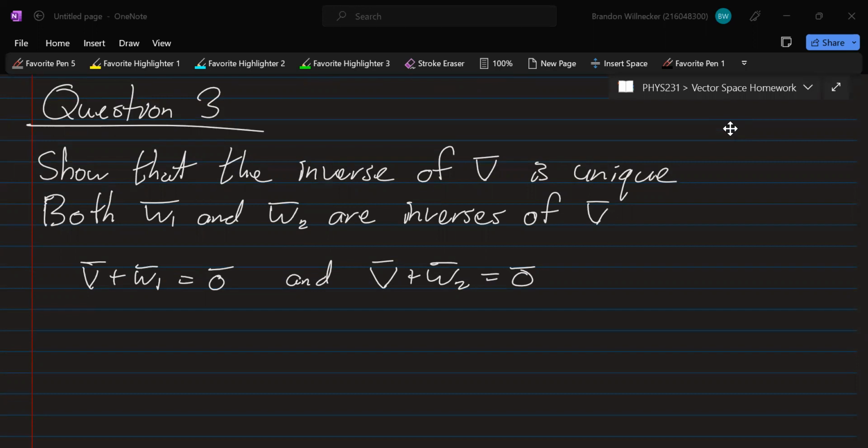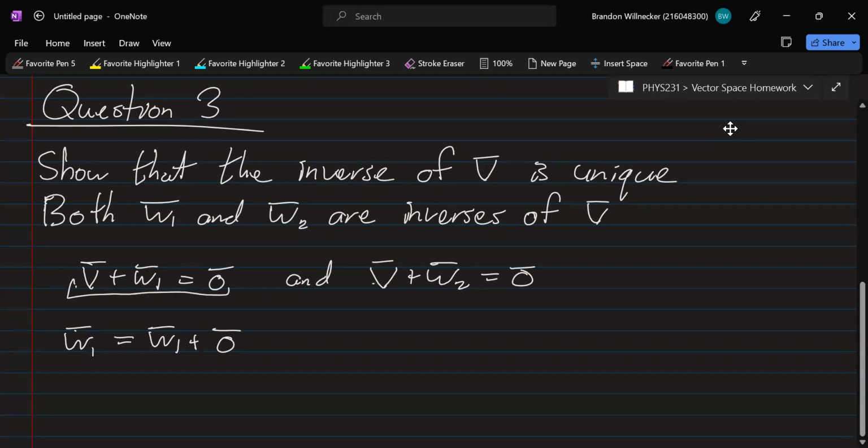Okay, so now we write down something that might seem a bit odd at first, but we'll see where it goes. We're going to write W1 as W1 plus the zero vector. We've already shown that the zero vector is unique, so this is perfectly fine, and we know that adding the zero vector doesn't do anything. Now, the interesting part is that the zero vector can be written in two ways. We can write it this first way, or we can write it the second way. They're both representations of the zero vector.